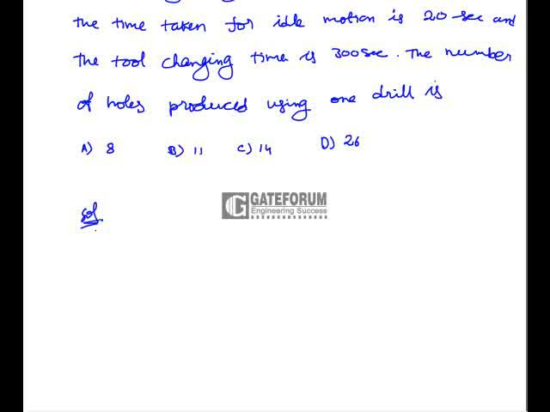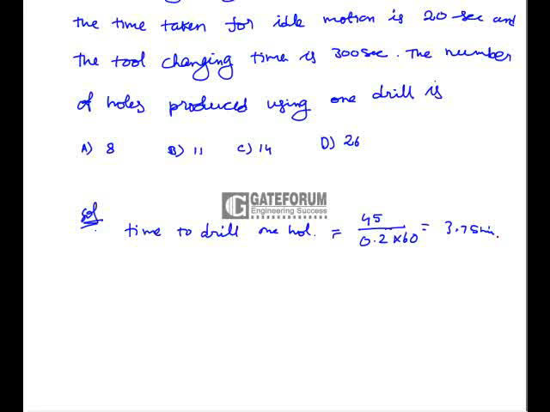Here, first we will have to find out the time taken to drill one hole. So here the length of each hole is 45 mm and the feed rate is 0.2 mm per second. So that here 45 by 0.2 gives the time taken to drill one hole, which is equal to, in terms of minutes, 3.75 minutes.